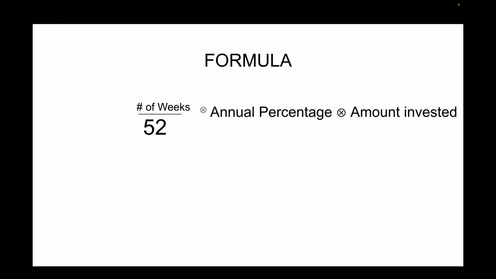And honestly, once you come to understand it, the answer is actually quite simple. It can be calculated with this formula right here. The first step is going to be to take your number of weeks, for example, if you're doing a 4-week T-bill, and divide that by 52. You're then going to take that number and multiply it by the annual percentage for that 4-week T-bill. And last off, you're going to multiply it by the amount that you invested. Now, if this didn't quite make sense, we're going to go ahead and walk through a few examples.